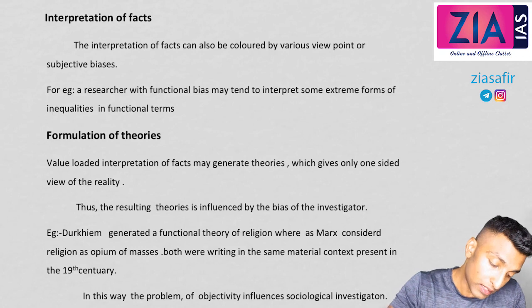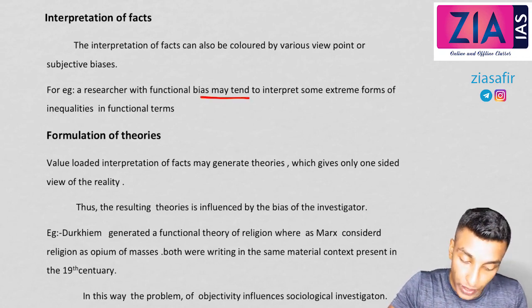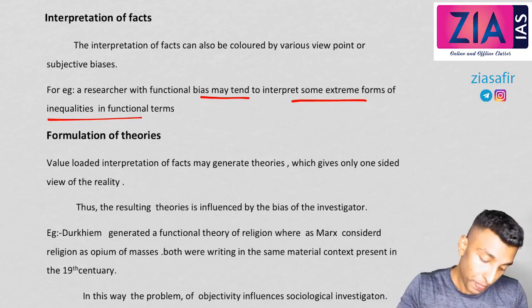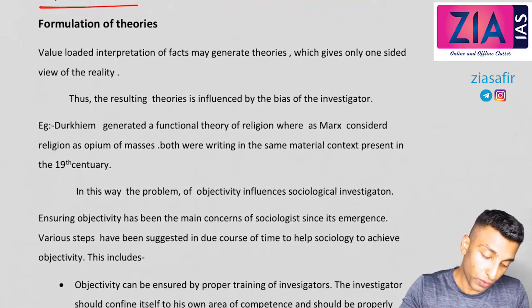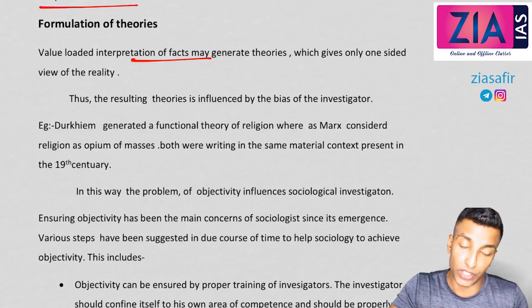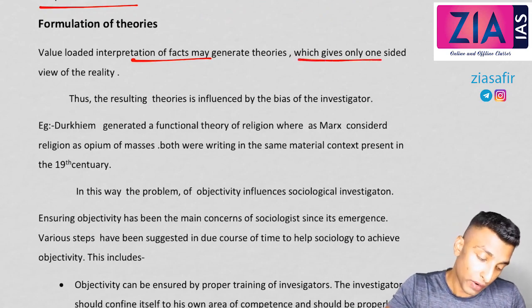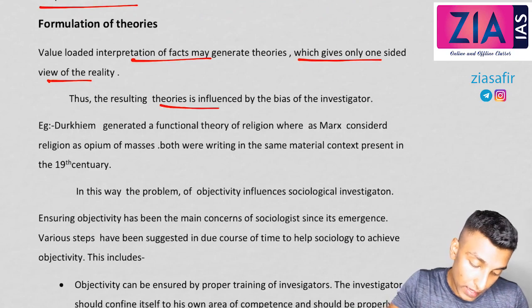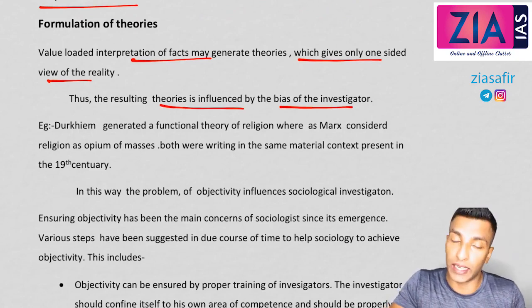Okay, so for example, a researcher with a functional bias may tend to interpret the extreme forms of inequalities in functional terms. Then formulation of theory. So value-loaded interpretation of facts may generate theories which give only one-sided view of the reality. Thus, the resulting theories is influenced by the bias of the investigator.